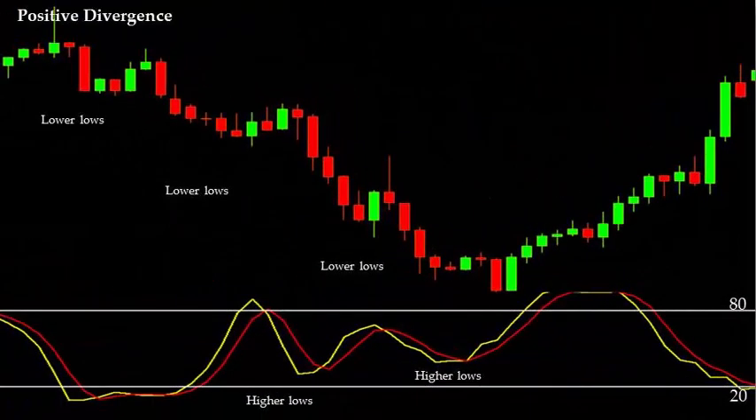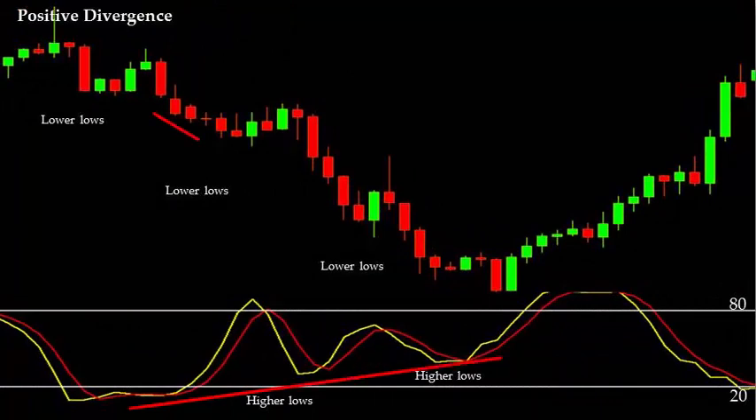Positive divergence, on the other hand, is when stochastic is trending higher and the market is making lower low points, which can be an indication of a trend reversal. It is important to pay attention where the divergence lines are drawn on the chart. For positive divergence, the trend line is drawn on the downside of stochastic as shown here and on the low side of the candles. For a positive divergence, stochastic needs to make higher low points while the market is making lower low points.